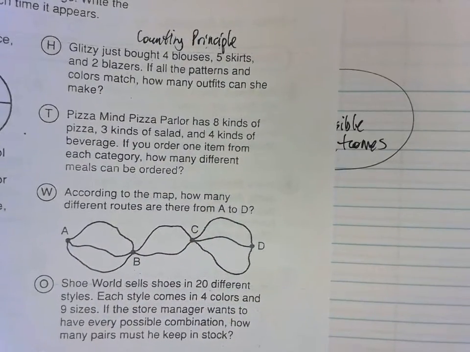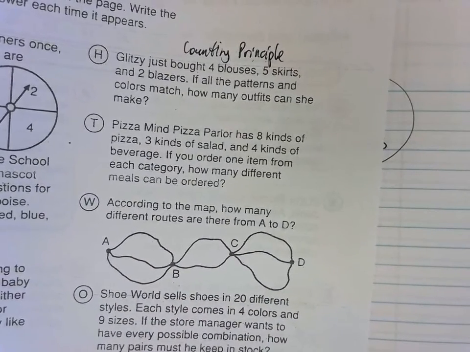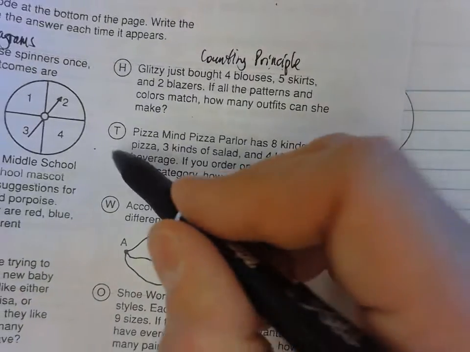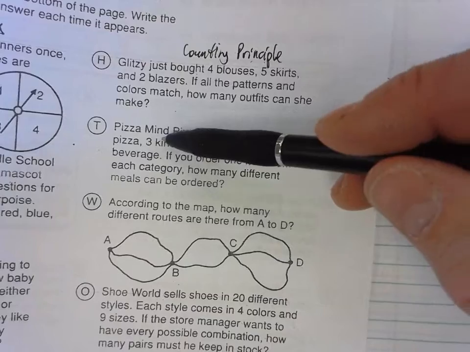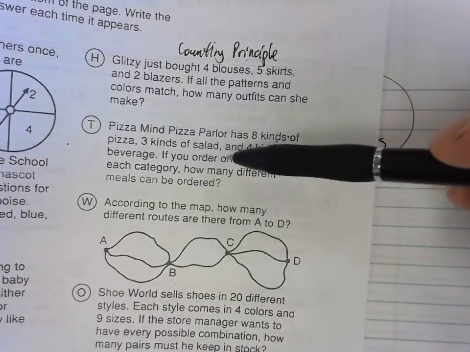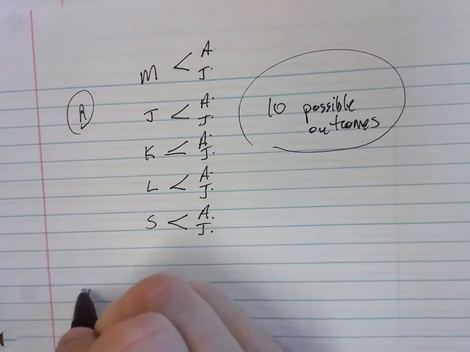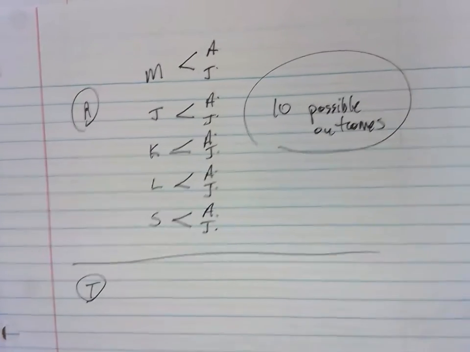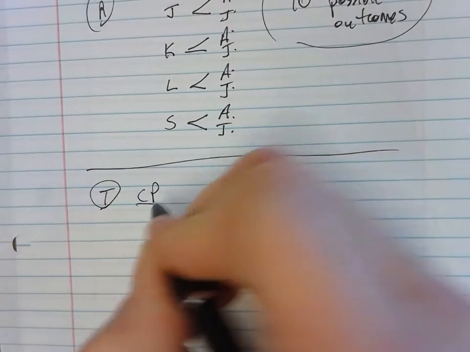So let's come up here and do one of the ones on the right-hand side for the counting principle, okay? And I'm a pizza guy, I like pizza, so let's do letter T right here. The Pizza Mine Pizza Parlor has 8 kinds of pizza, 3 kinds of salad, 4 kinds of beverages. If you ordered one item from each category, how many different meals can be ordered? Okay, so for letter T, we would definitely not want to do a tree diagram. This is called the counting principle that we're going to do for this one.